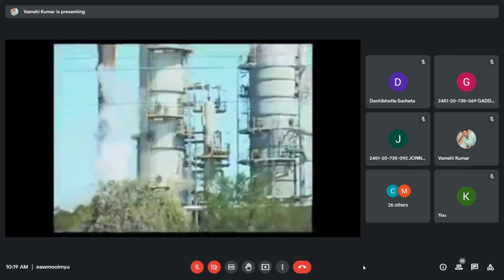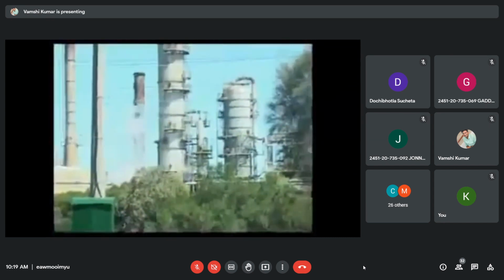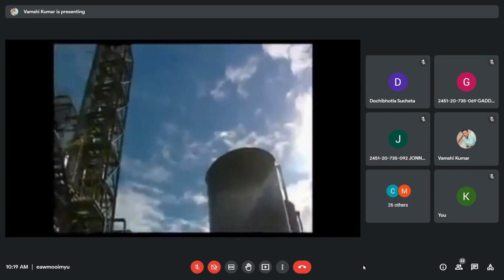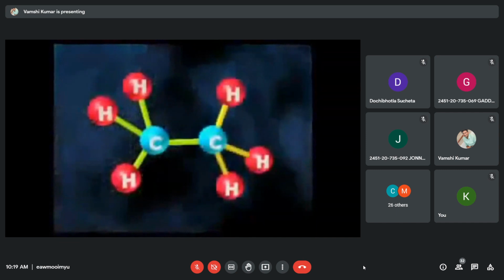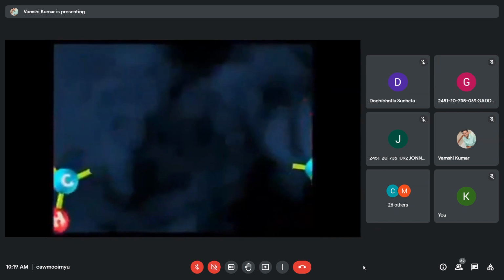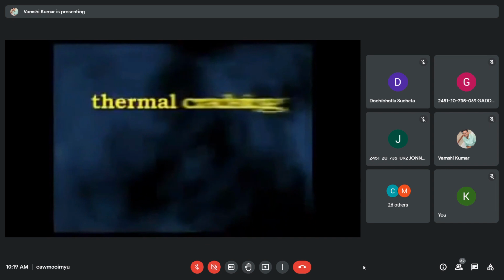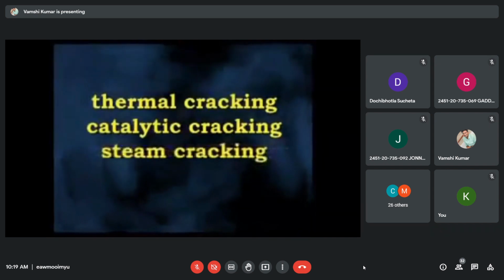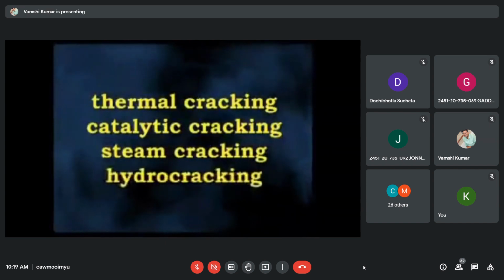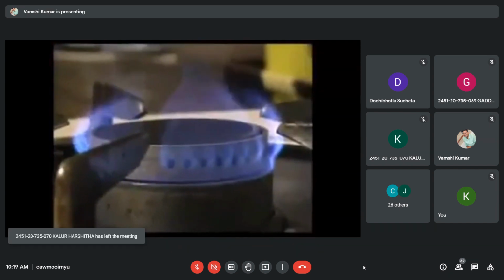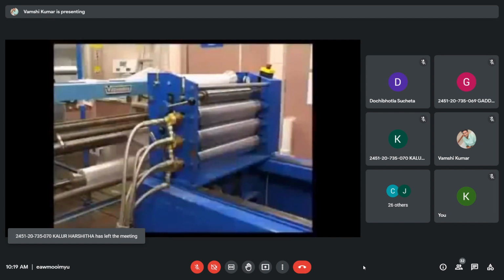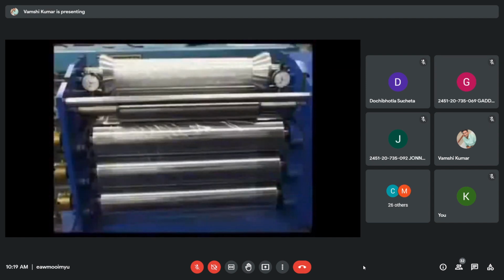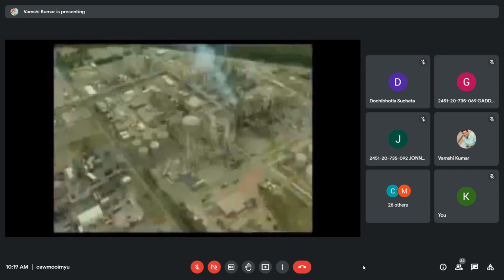There are many different industrial versions of cracking, but all rely on heating. When heated, the particles move much more quickly, and their rapid movement causes carbon-carbon bonds to break. The major forms of cracking are thermal cracking, catalytic or cat cracking, steam cracking, and hydrocracking. Because they differ in reaction conditions, the products of each type of cracking will vary. Most produce a mixture of saturated and unsaturated hydrocarbons.